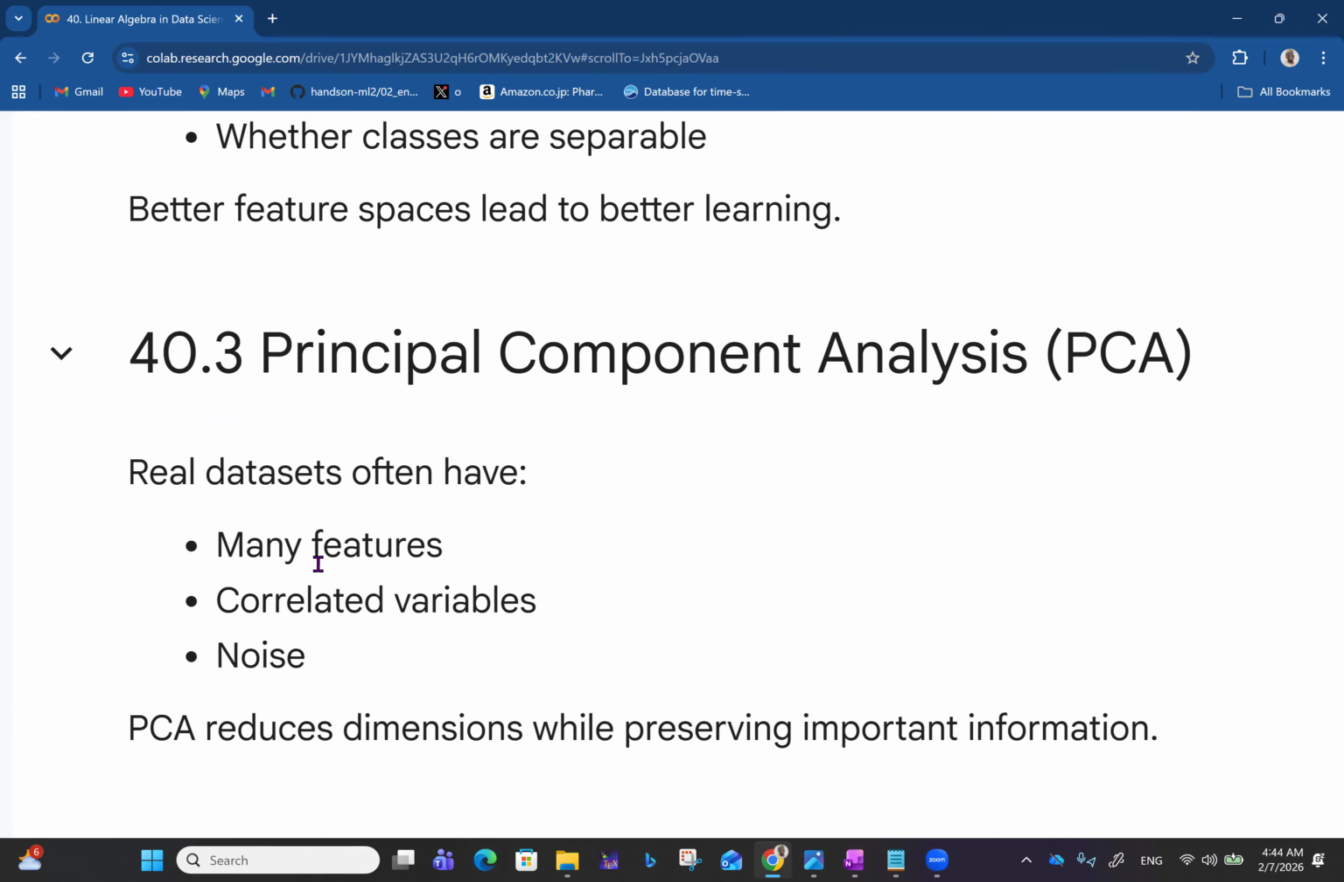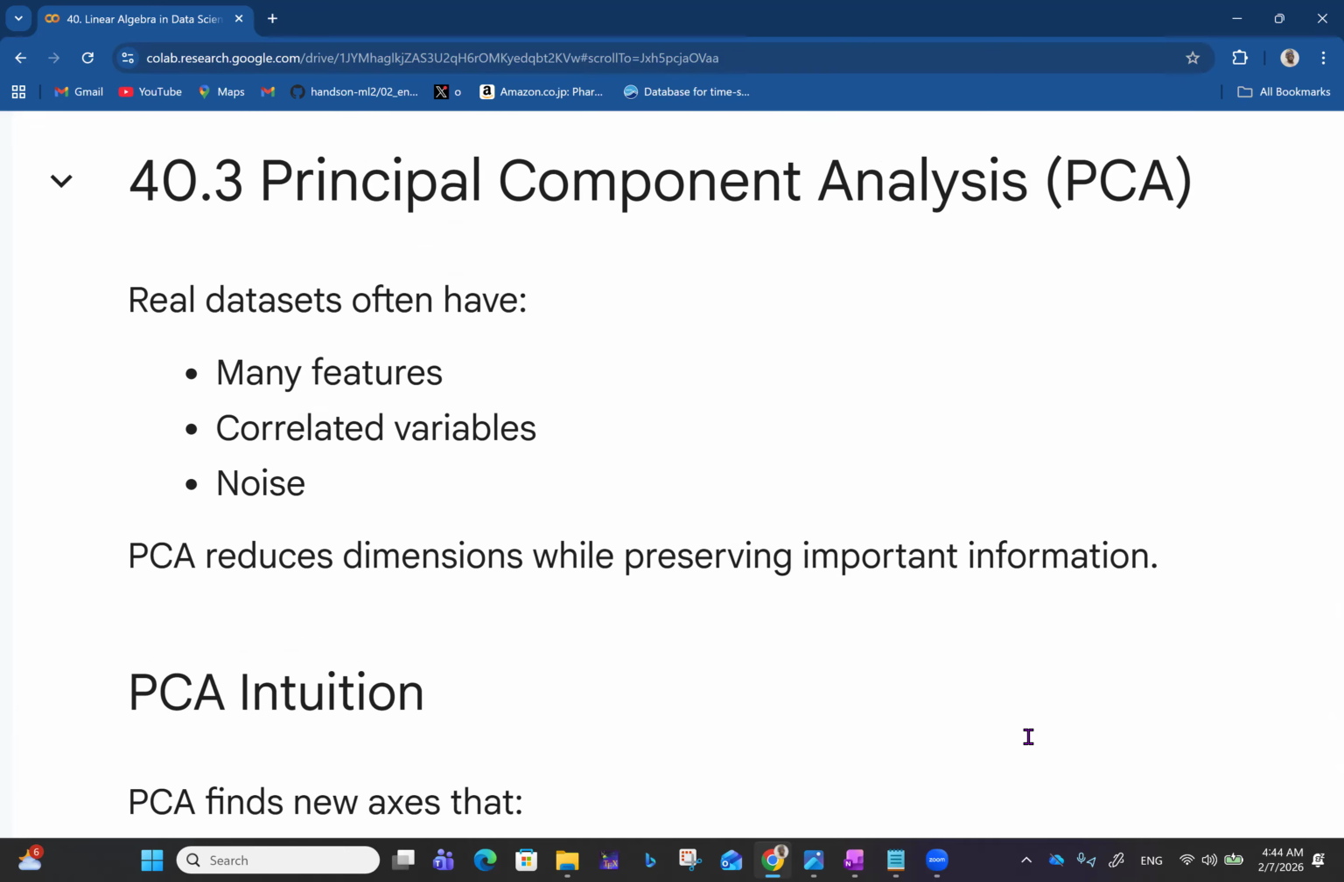I mean, I was just talking about that. And as a result of that, you may need to zero in on the features that are really very important. So real data sets often have many features, correlated variables, like features behaving the same, and then noise, like some data that don't really contribute, that disturb the performance of the data. So PCA, principal component analysis, reduces dimensions while preserving important information. So it can filter out some noise, remove some things that may not be necessary, and preserve the key information. That's the job of PCA.